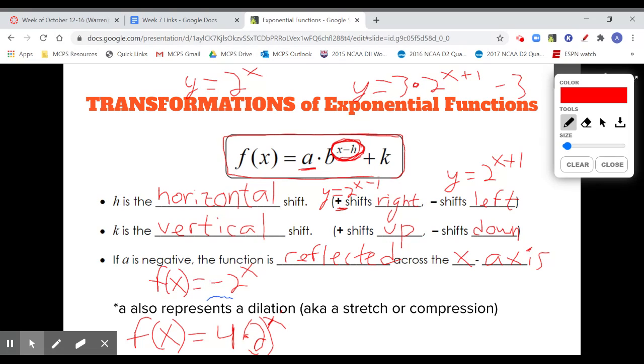And 4 represents the dilation. So whatever number is there, we say a dilation by a factor of that number. So in this case, the way I would write that would be a dilation by a factor of 4. Oh, that's supposed to be a 4. Again, dead spot on the screen. Yay, we got it. Okay. A dilation by a factor of 4. And again, a dilation just means either a stretch or compression. So basically, how fast is this graph increasing or decreasing? Like how steep is it?